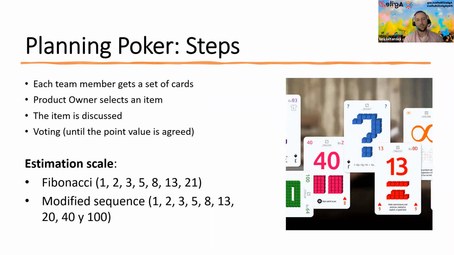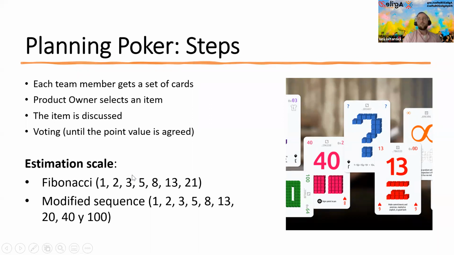So usually each team member just shows the card with a number, right? Let's say we picked an item, we discussed it, and each team member says, okay, that's fine, it's 3 points. Okay, we're good to go. So if all the team is agreed, that's fine.